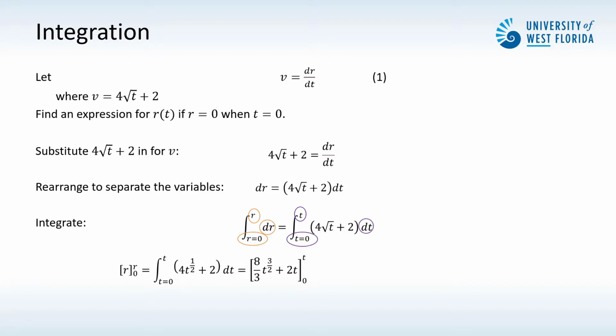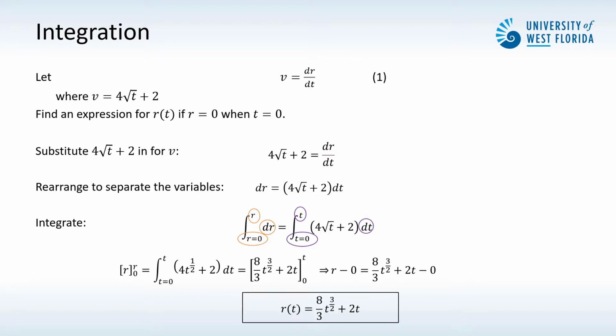Now we can integrate and evaluate the expression at the limits of integration. Simplifying gives us the correct expression for r of t.